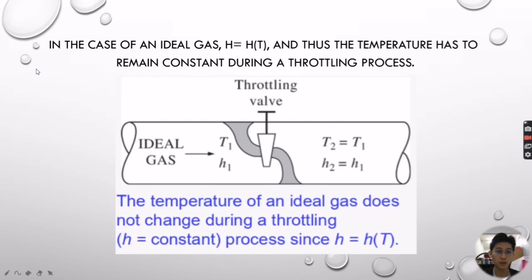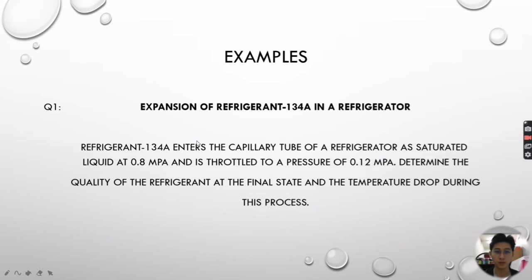Let's look at the ideal gas situation. H equals H(T), thus the temperature has to remain constant during the throttling process. So the temperature of an ideal gas does not change throughout the whole throttling process. We can see that T2 equals T1 and H2 equals H1. Since H equals H(T), H is constant, so the temperature doesn't change for an ideal gas.